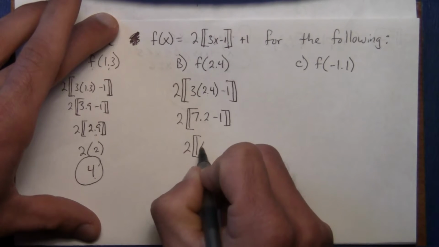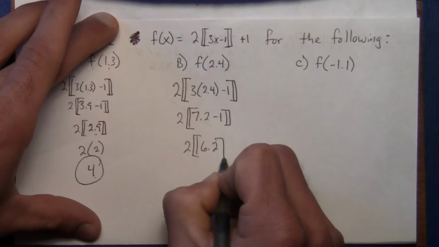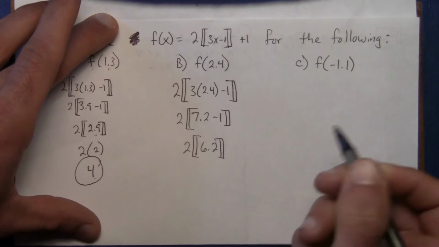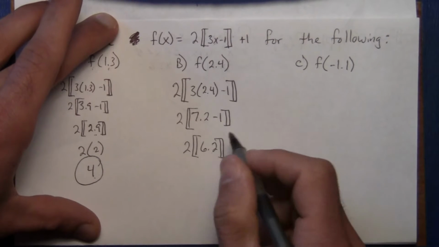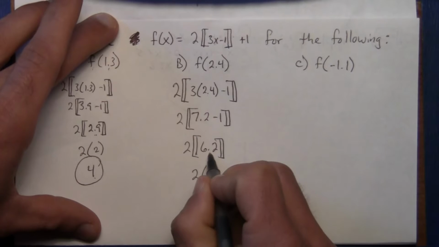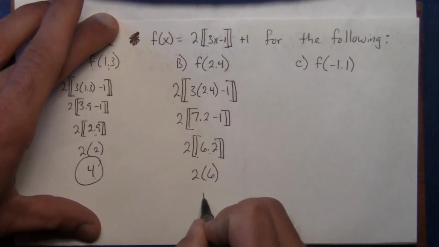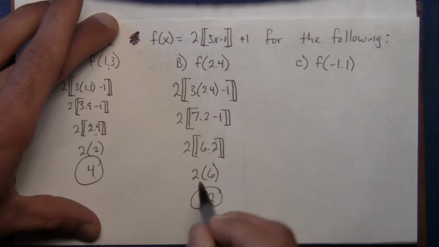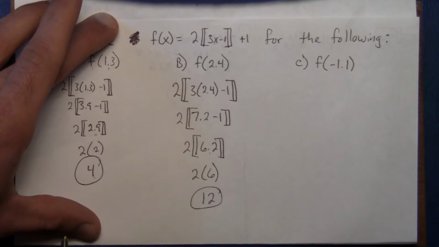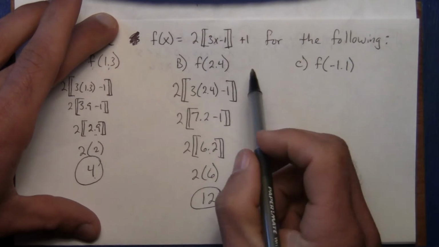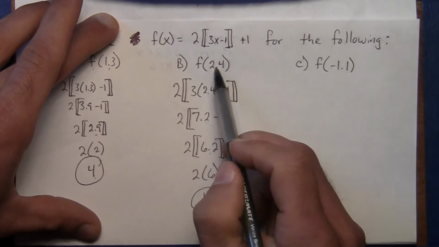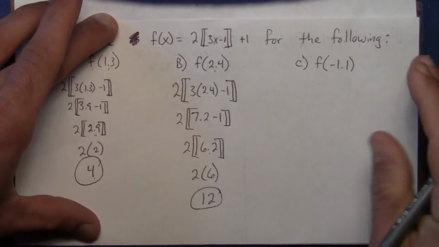And now that I've got just one number inside there, I can go ahead and apply the greatest integer function rule, which again means to round down. And so it's going to be 2 times, this would round down to 6. Multiply it, 2 times 6, and you finally are going to get 12. And so evaluating this particular function at 2.4 is going to eventually give me a y value of 12.